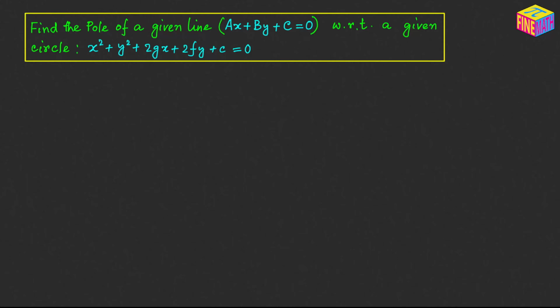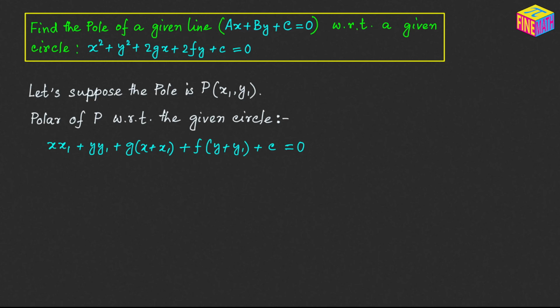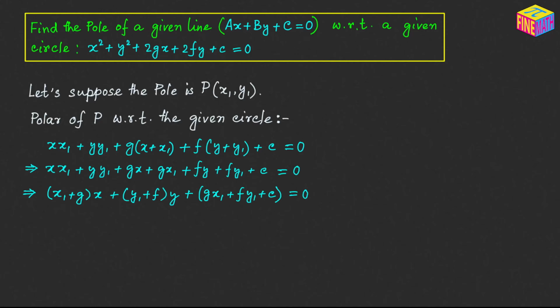Let's suppose the coordinates of the point P is x sub 1 comma y sub 1, and we are going to try and find out the values of x sub 1 and y sub 1. That is our task here. Now what would be the equation of the polar of this particular point P with respect to this given circle? Well, it can be written like this, and if we remove the parenthesis, it can be written like this. And then if we reorganize the terms, we bring the x terms together and the y terms together and the constant terms together, then the equation can be written like this. And let's call it equation number 1.